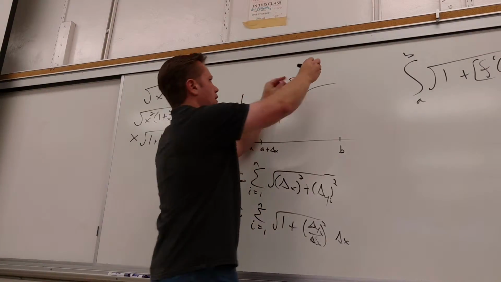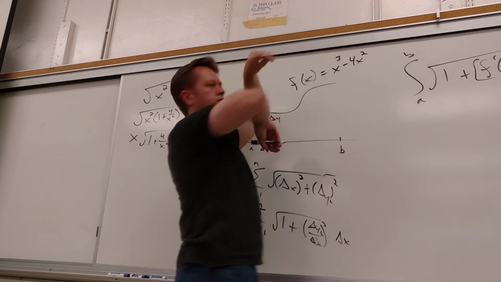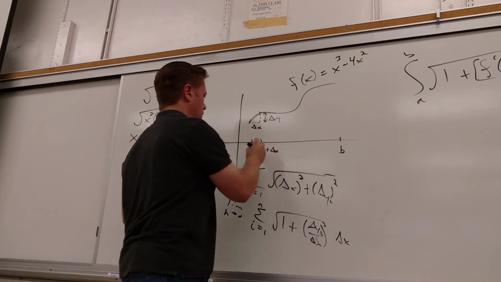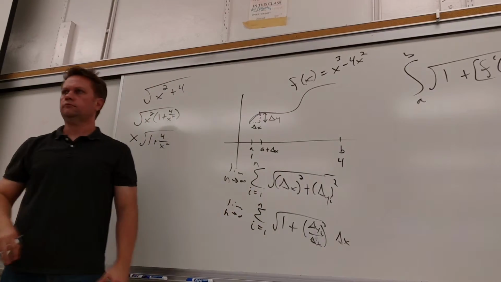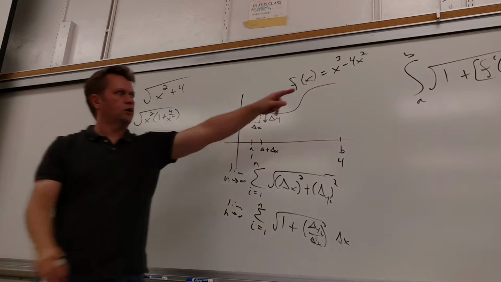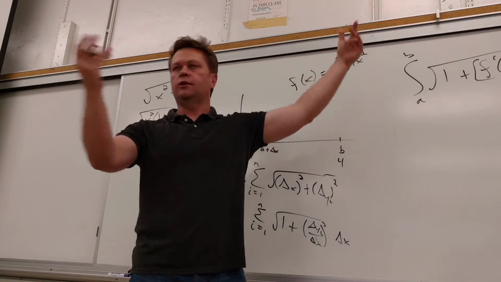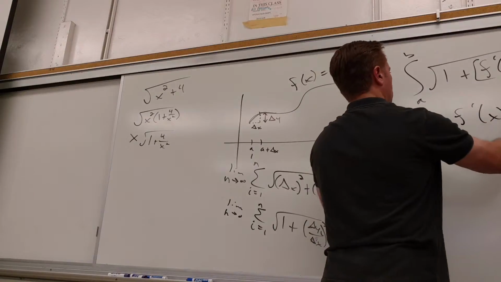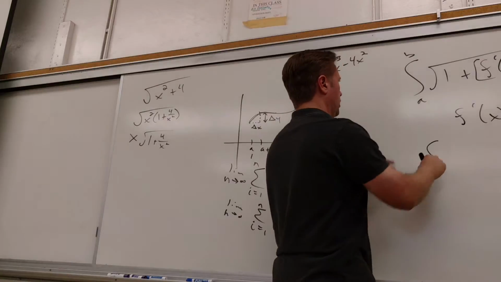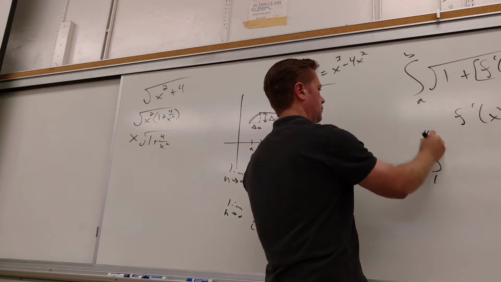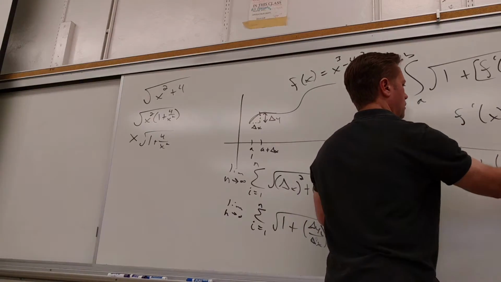So given some function like, let's say, f of x is x cubed minus 4x squared, and I want to know how long that is from, I don't care, 1 to 4. What does this integral need in order for it to be done? I have to first figure out what f prime is. So what's f prime? 3x squared minus 8x. Throw that bad boy in here. Integral from 1 to 4, square root of 1 plus that squared, right?